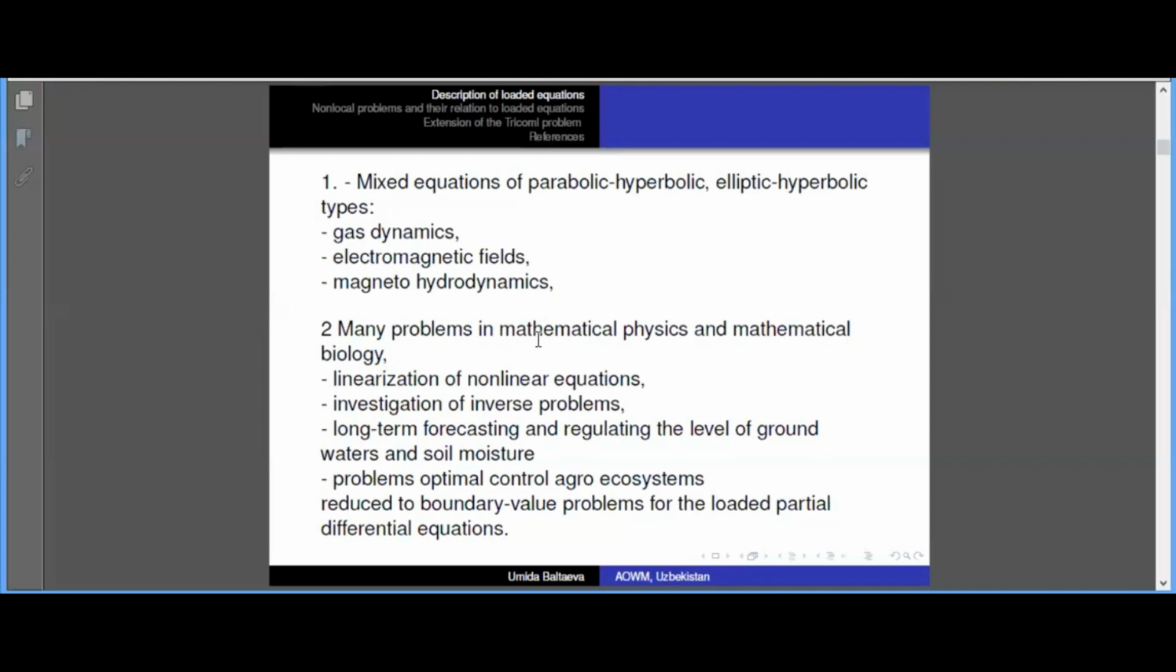On the other side, as we know at the moment and in recent years, a lot of applied problems, some problems of mathematical physics and mathematical biology, I can show some examples later, and some of these investigation problems reduce to boundary or initial value problems for loaded partial differential equations.